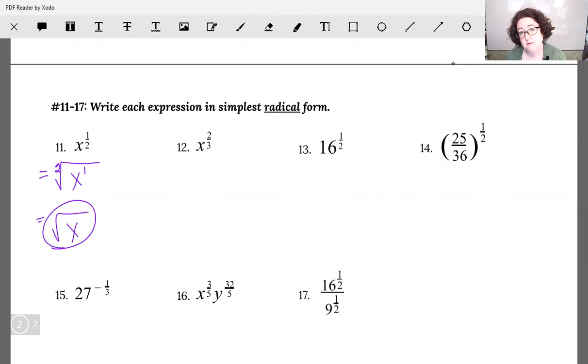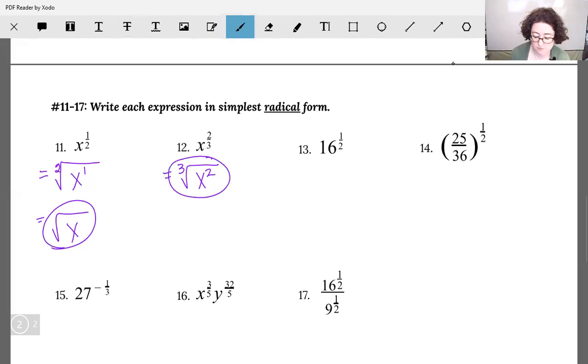In number 12, again, same pattern. Our index is the denominator, so this is going to be a cube root problem. And then the numerator stays with the radicand. I don't have anything else I can simplify in this one. He's done. Boom.